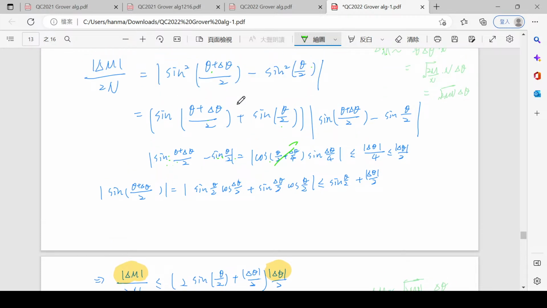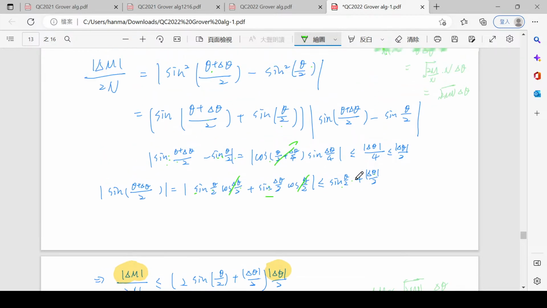Then this thing we do a similar thing. So sine of alpha plus beta is sine alpha cosine beta plus cosine alpha sine beta, and then we just ignore the cosine terms. So that's then less than sine theta over 2 plus, and we also bound this theta with this delta theta. Okay.